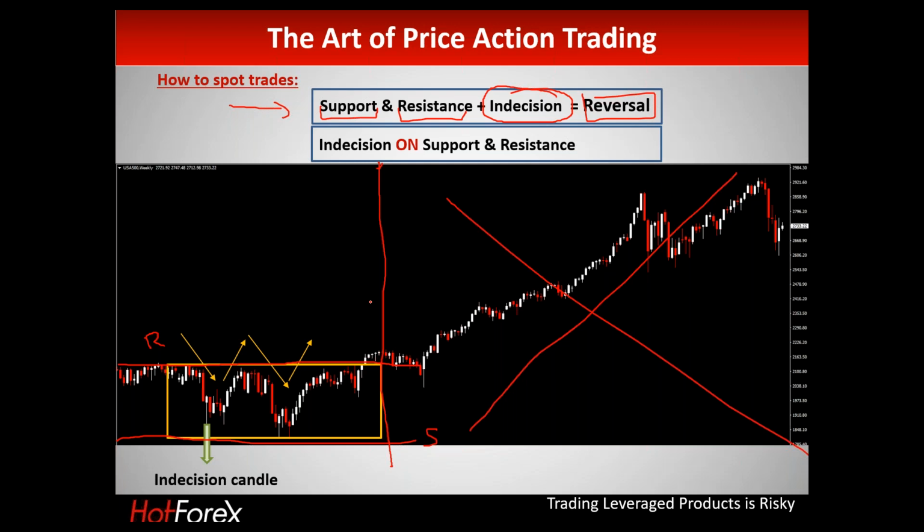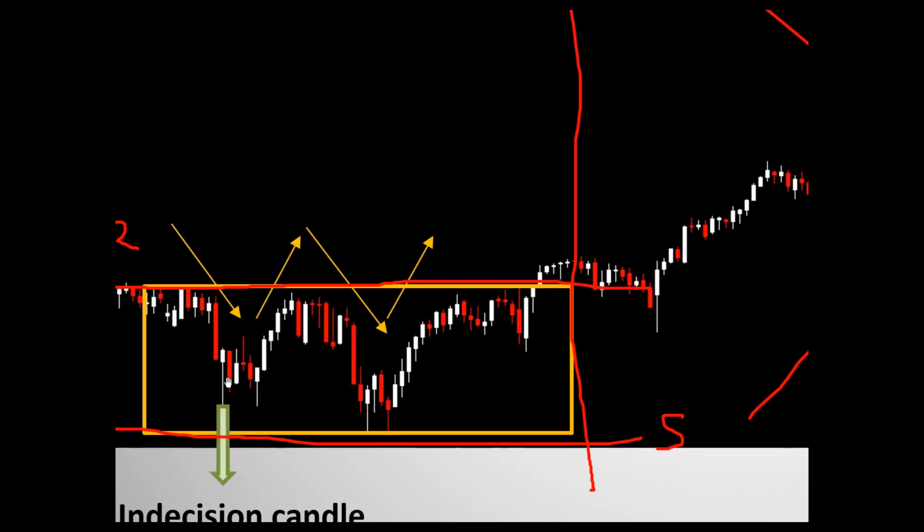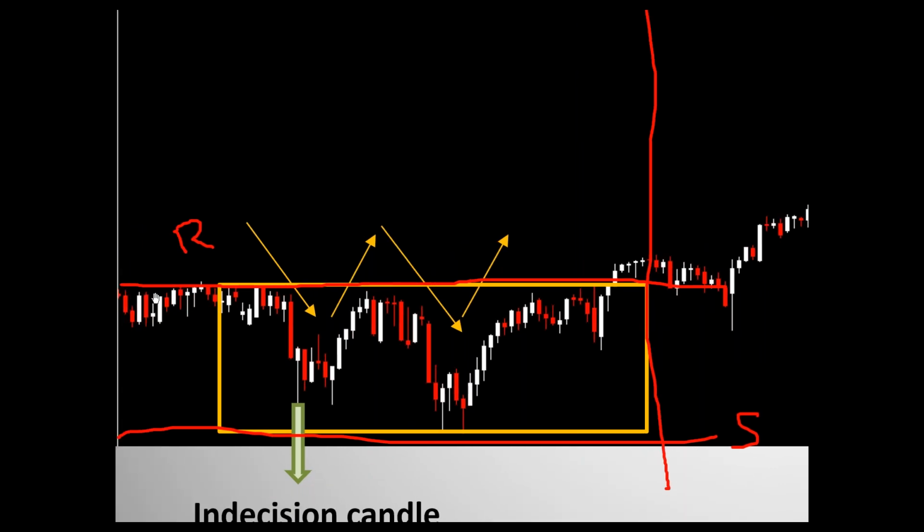Now, how could you identify indecision? Let me zoom in a bit and take the example of that candle. I have seen that it was retesting my support resistance level several times, didn't manage to break it, and suddenly it moved down quite aggressively. A full body candle without any tail, just a tiny tail below.